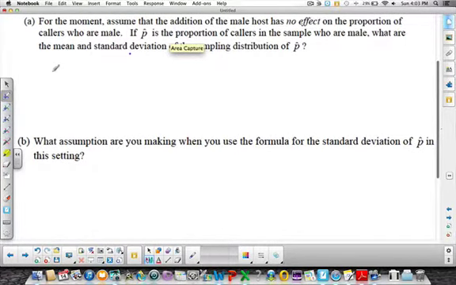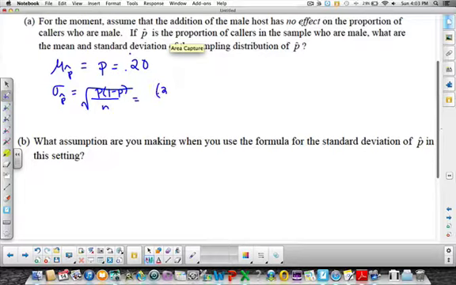Well, the mean of p hat should always equal our population proportion p, so that would be 0.2. But our standard deviation of p hat is going to equal the square root of p times 1 minus p divided by n. So that's the square root of 0.2 times 0.8 divided by our sample size of 200. We take the square root of that and we get 0.028.